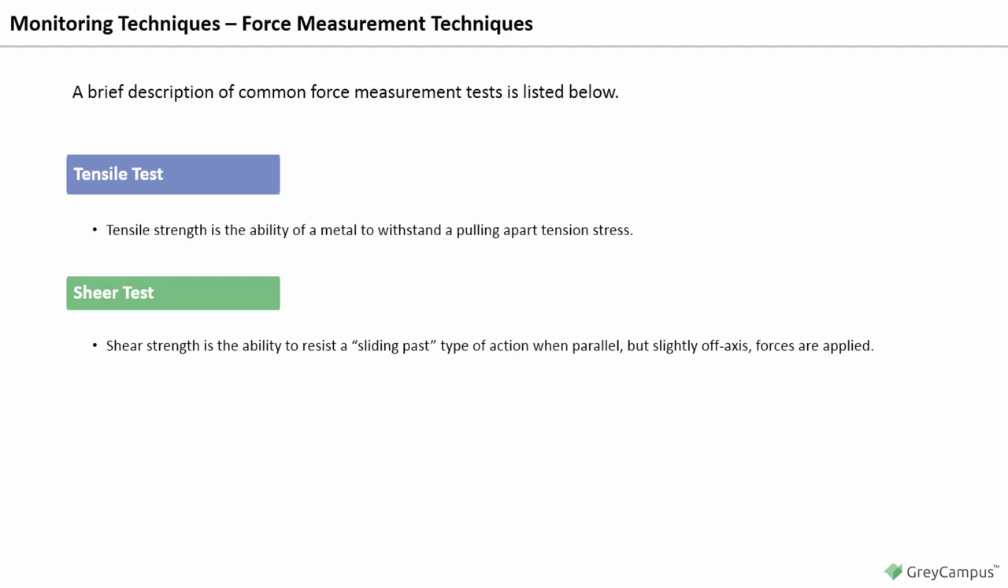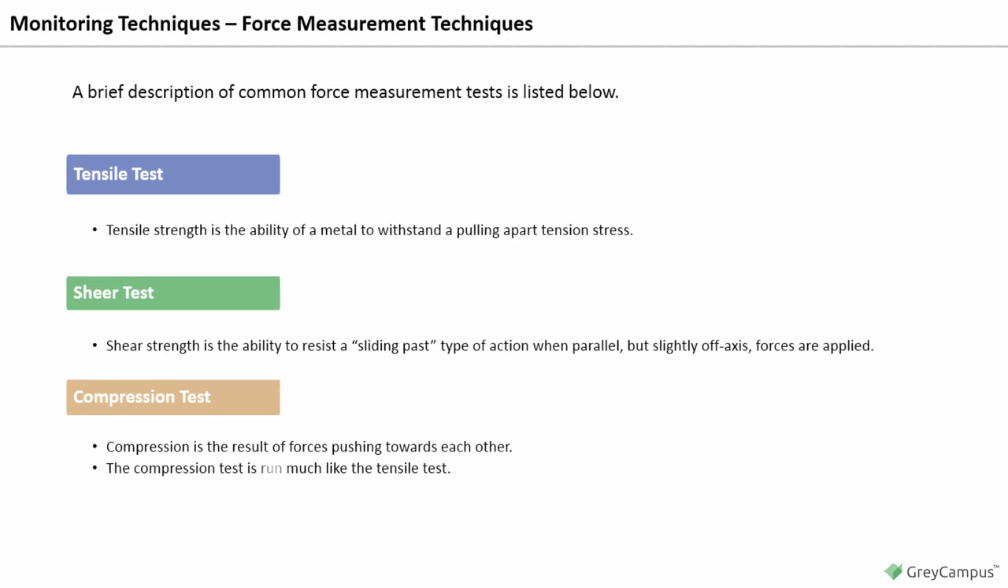Shear test. Shear strength is the ability to resist a sliding pass type of action when parallel but slightly off-axis forces are applied. Shear can be applied in either tension or compression. Compression test. Compression is the result of forces pushing towards each other. The compression test is run much like the tensile test. The specimen is placed in a testing machine, a load is applied, and the deformation is recorded. A compressive stress-strain curve can be drawn from the data.